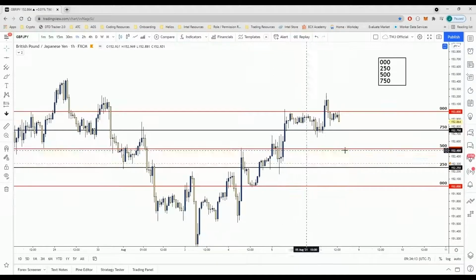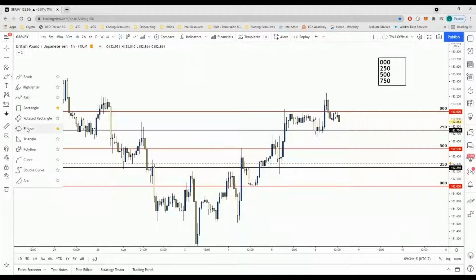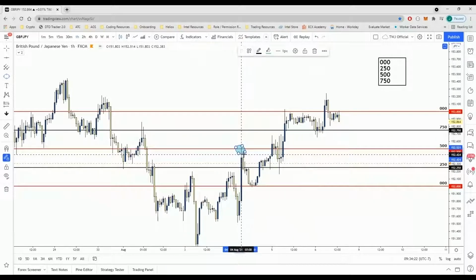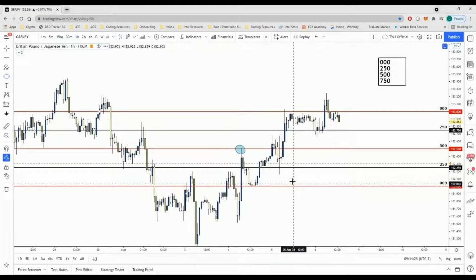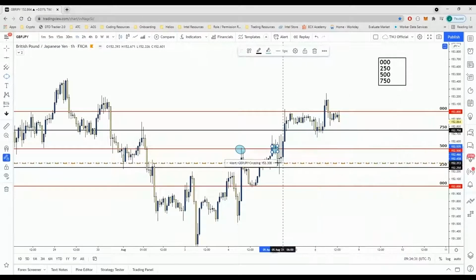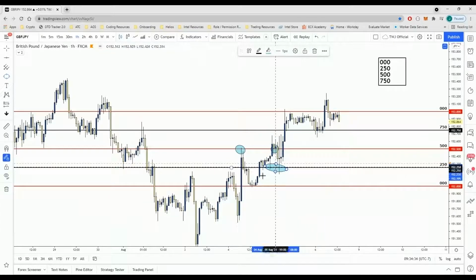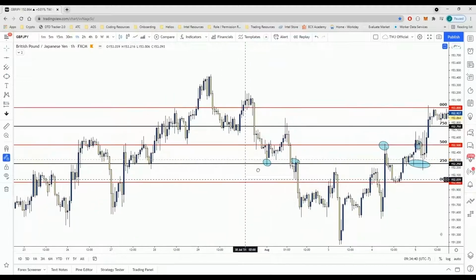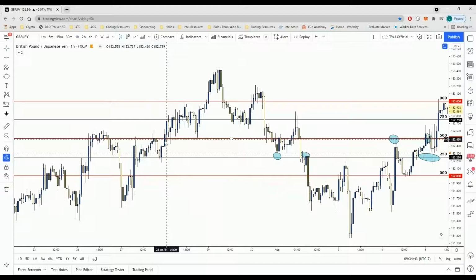Now, if we go back down to the 500 level, what happens here as well, guys? Let me go ahead and bring my ellipse tool. You can see at the 500 level, this was once resistance. Then we broke that resistance, and then it became support. And at the 250 level, what happened? We have a bunch of support, and then over here, resistance, and then also over here, support. So as you can see, time and time again, we keep respecting these levels.